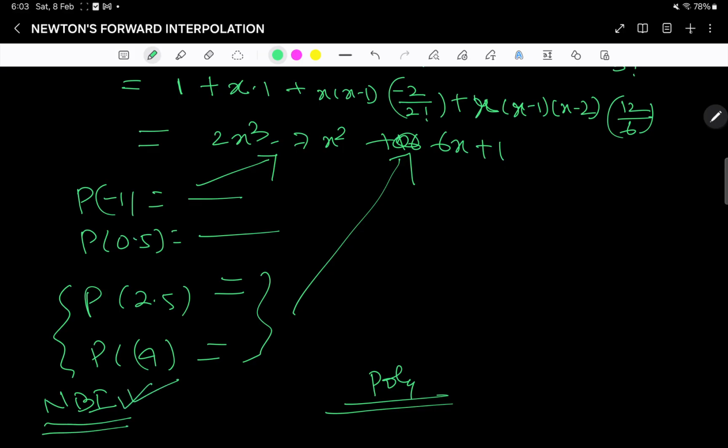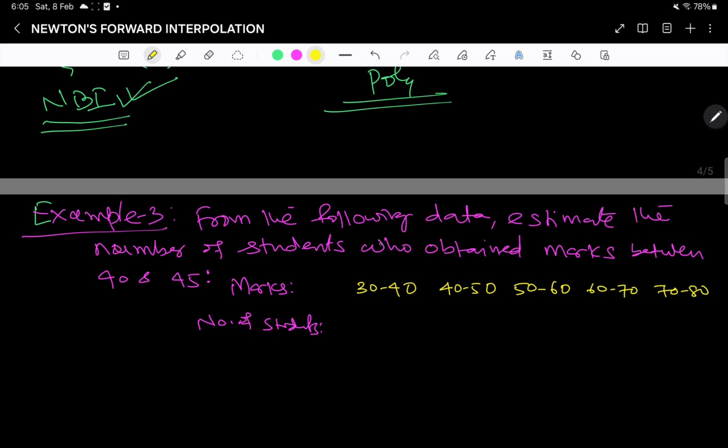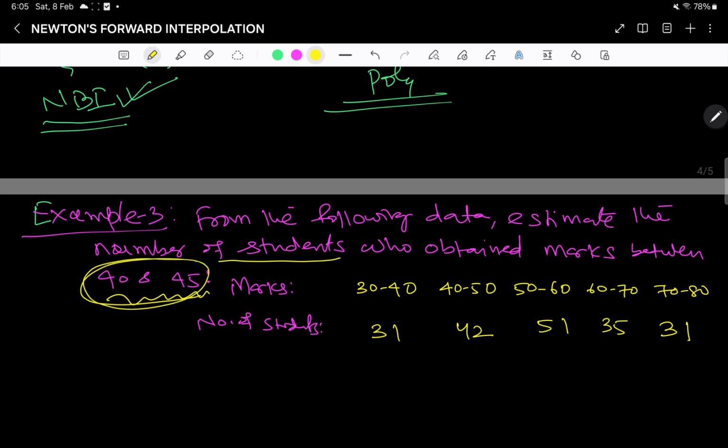Now coming to one more example, one more question. The following table gives the marks secured by a certain number of students. Find from the following data, estimate the number of students who obtained marks between 40 and 45. So information is given: marks scored 30 to 40, the number of students is 31 here. Marks scored 40 to 50 is 42. Likewise 50 to 60 it is 51, then 35, and 31, this is given. And you are asked to find the number between 40 and 45.